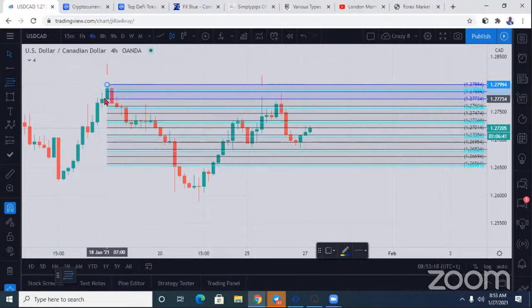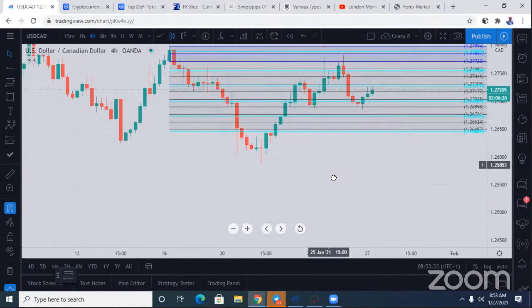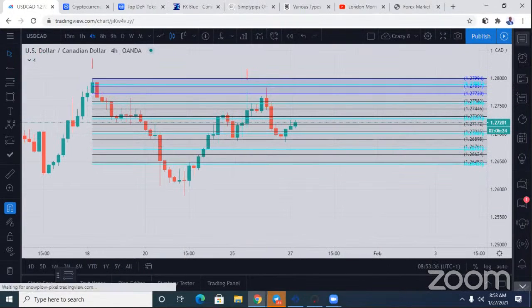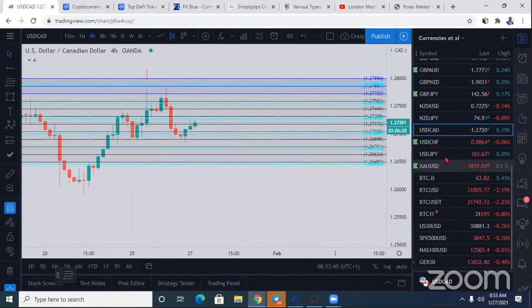This was from last week. Notice how price traded in this week and dropped TP1, TP2, TP3. It never really gave us an entry last week, but we caught it this week, and that would have been okay. All right, let's go to gold.